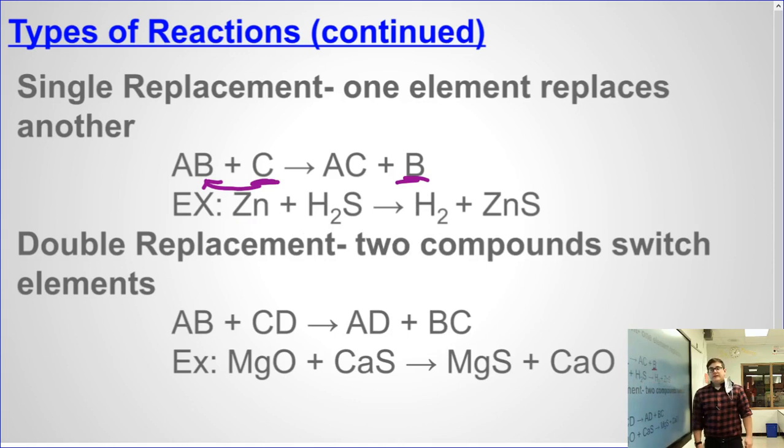So what happens here? If I take this acid and I pour it on zinc, the hydrogen is replaced by the zinc. So we've got hydrogen gas and zinc and sulfur hanging out.